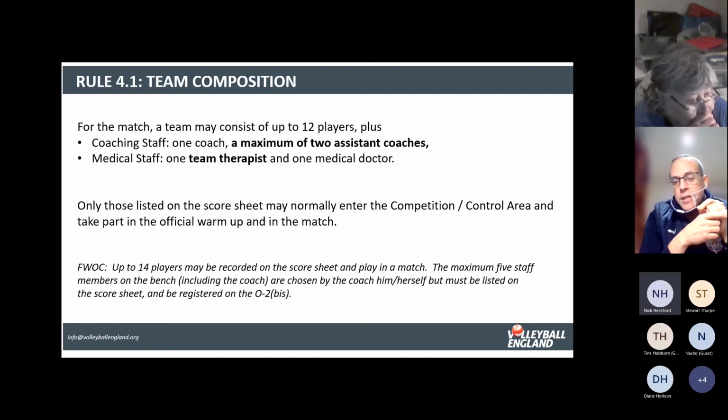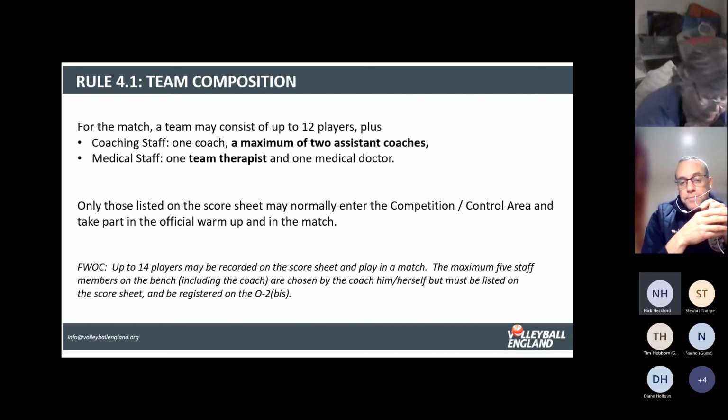Now, the bit that causes us some issues is that if you watch international volleyball or see anything on the television or in senior leagues around Europe, you will notice that teams are using 14 players. So we have teams in the MVL that are trying to use 14 players, but at the moment we use the rules of the game which say 12.